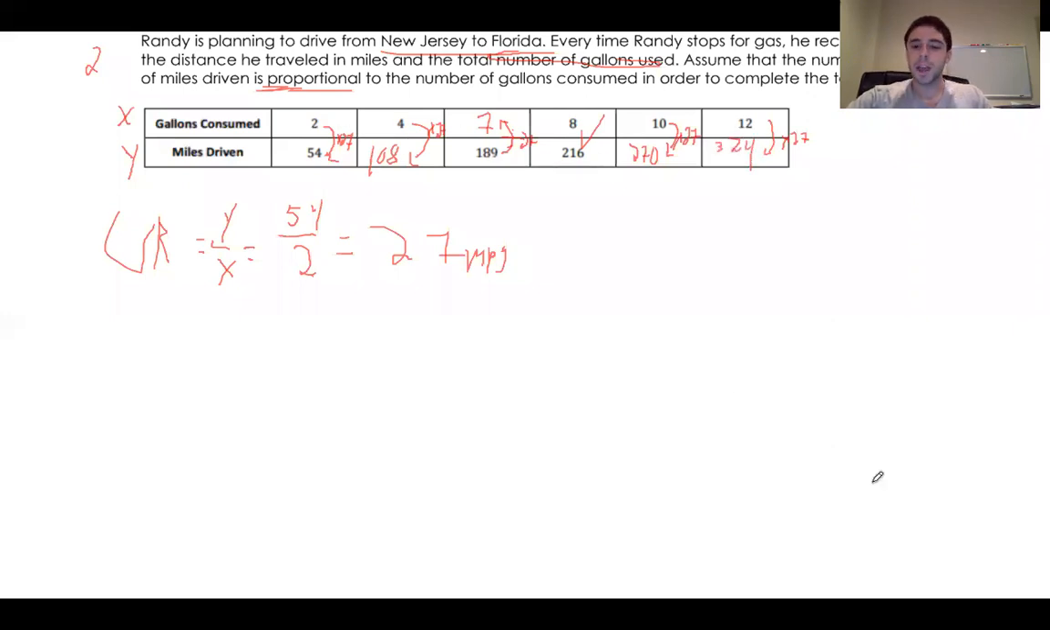So, since we have a proportional relationship, each unit rate will be the same. So we can easily calculate all the values in the table. Awesome. So, any questions about this one? Any questions here before we move on to the next concept?